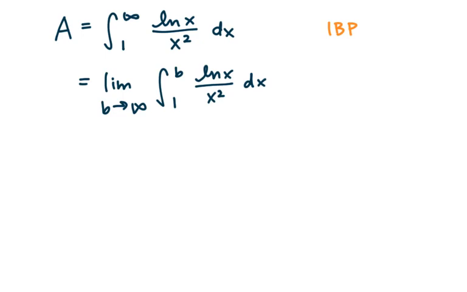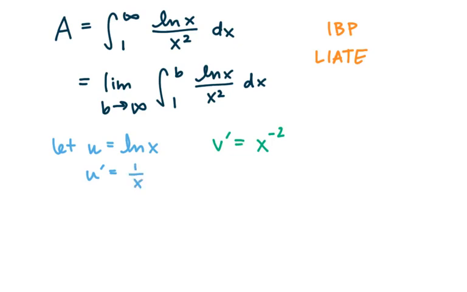So integrating this with integration by parts, I use LIATE to help me determine how to choose. And of course, because I have a logarithm in the numerator, which comes before algebraic, which is what I have in the denominator, I'm going to let u equal ln x, and then v prime is 1 over x squared, or x to the negative 2. So the derivative u prime of ln x is 1 over x, and the integral of v is negative x to the negative 1.